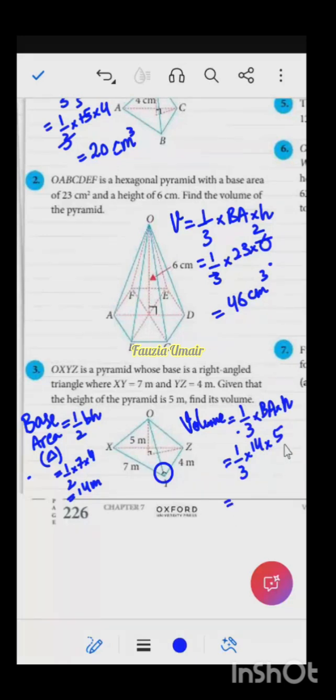14 into 5 is 70. 70 divided by 3. So what is 70 divided by 3?